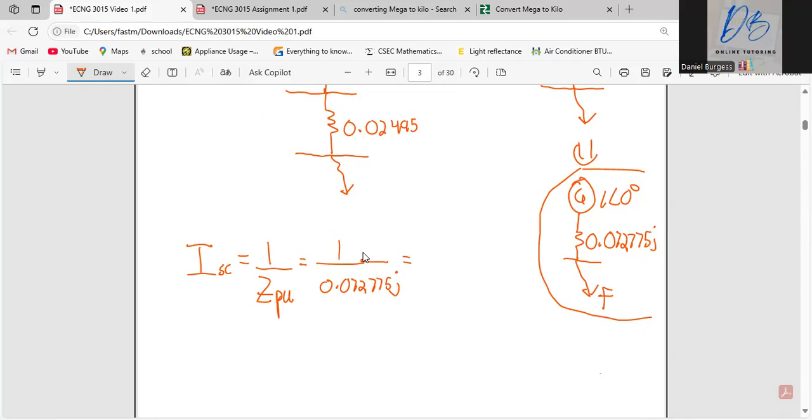According to how many decimal places used, I'm gonna just put my calculator in complex mode. 1 divided by 0.072775 G. So, yeah. So it basically ends up, I'm gonna switch my calculator back to give me my answer in complex form. So it'll be negative 13.74 G. And this is per unit.